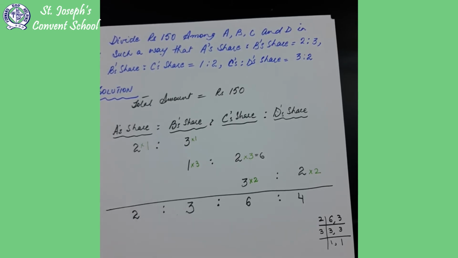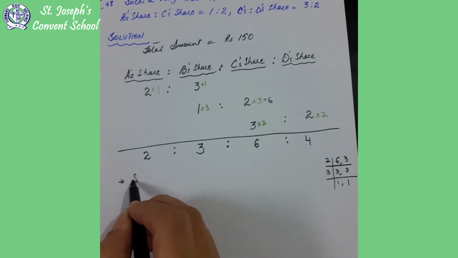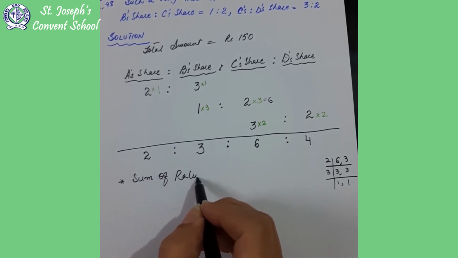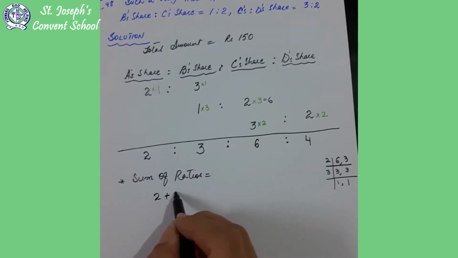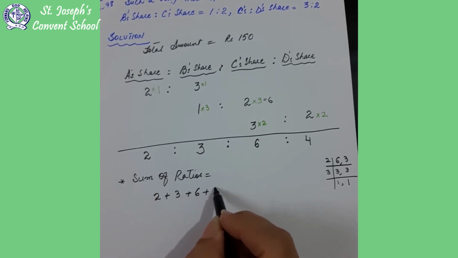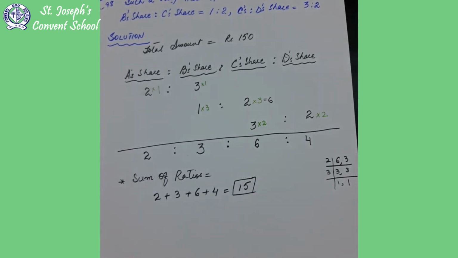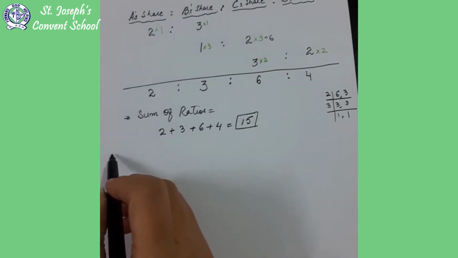Now the next step is to find the sum of the ratios. You know the total quantity, and you'll find the sum of the ratios. Sum of ratios equals 2 plus 3 plus 6 plus 4 equals 15. This is the sum of the ratios. Now you know the total amount, you know the sum, so you can find each one's share. One by one we'll solve.